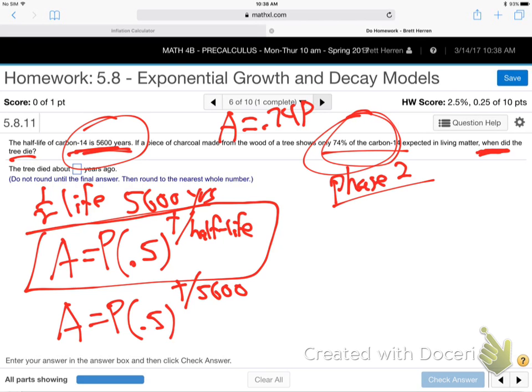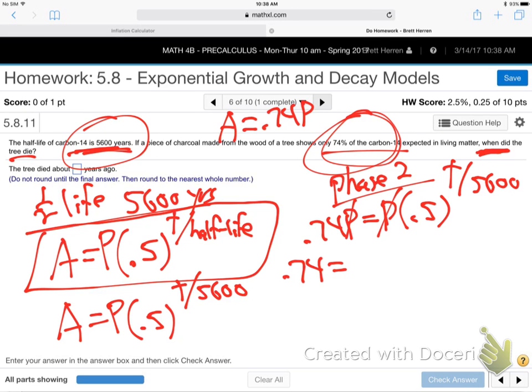Right? Because if 74% of, what does that mean? Times. 74% of the original is left. 74% times P is what the amount is, right? So the amount is 0.74P equals P, 0.5 to the T over 5,600. Does that make sense? Then the P's just cancel, don't they? So what Kelton was saying will work. 0.74 is 0.5 to the T over 5,600. Are we good to there?